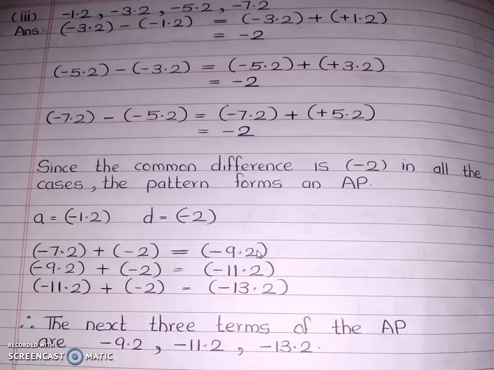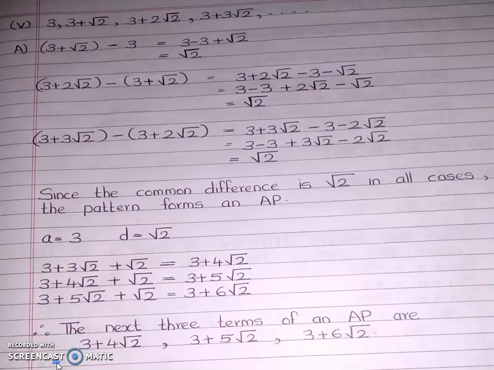So therefore, the next three terms are negative 9.2, negative 11.2 and negative 13.2. Next one, 3 plus root 2, 3 plus 2 root 2, 3 plus 3 root 2 and so on. Here this is subtraction of irrational numbers. Here 3 plus root 2 minus 3.